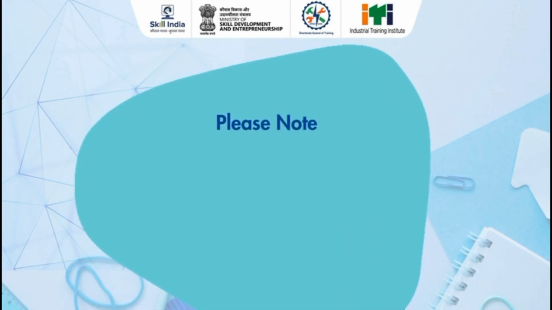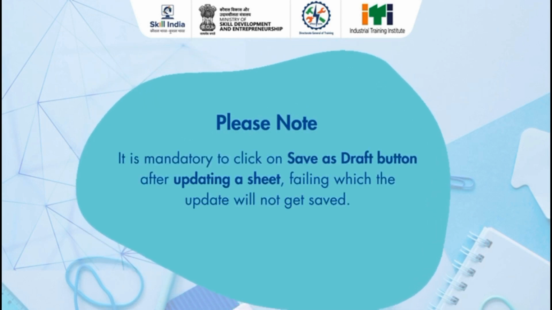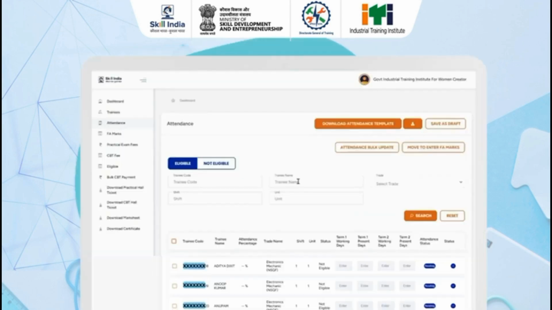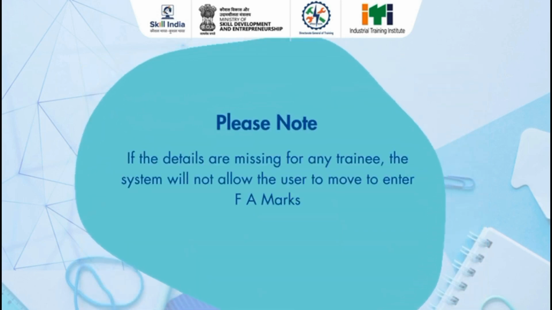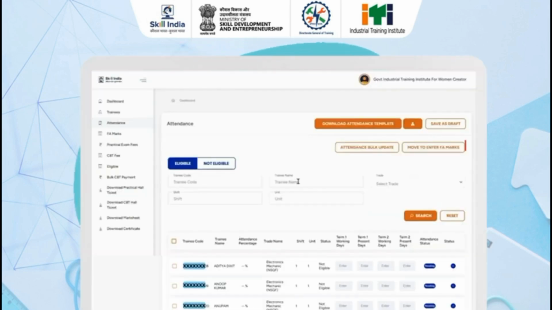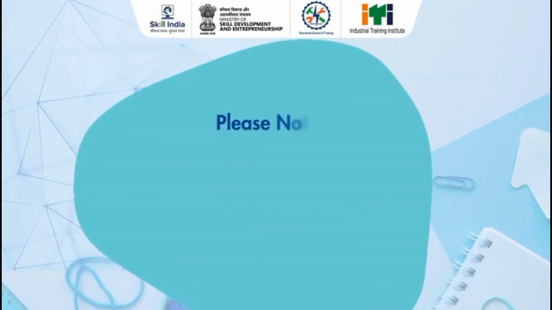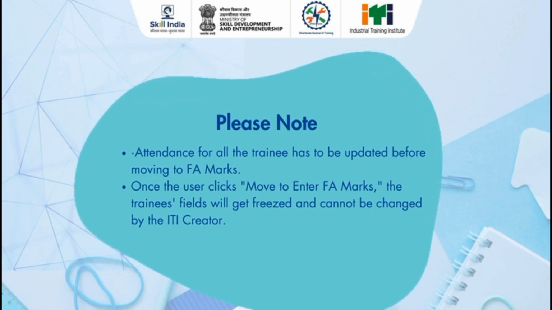Please note, it is mandatory to click on the Save as Draft button after updating a sheet, failing which the update will not get saved. Once the user successfully enters the attendance for all the trainees from all trades, they will be allowed to move the trainees for formative assessment marks, FA marks. If the details are missing for any trainee, the system will not allow the user to move to enter FA marks. Next, the user needs to click on the Move to Enter FA Marks button.